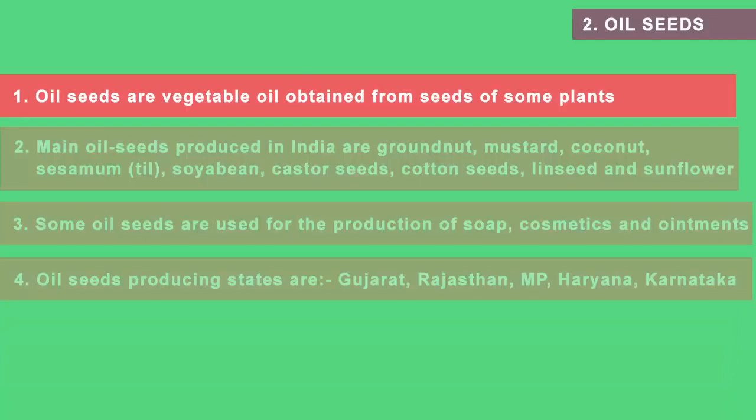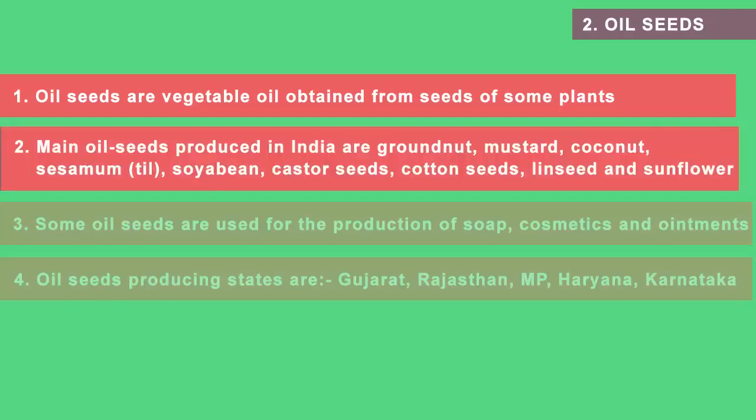And the second type of food crop that is not a grain is oil seeds. They are nothing but vegetable oil, which is obtained from the seed of some plant. You must have heard about sunflower oil, sesame oil or olive oil that we use in our kitchen. So these all come from seed oil. So now you know the importance of that.